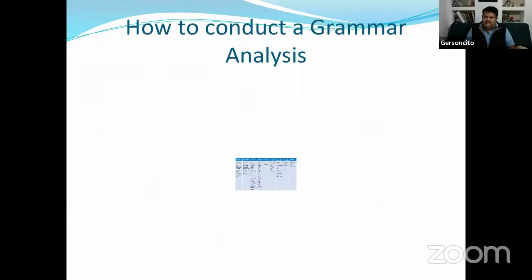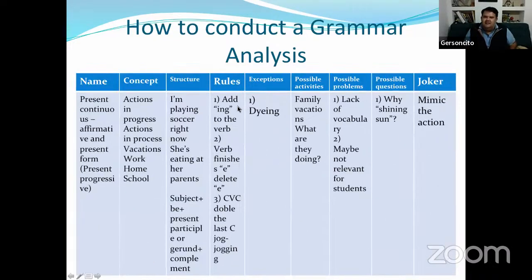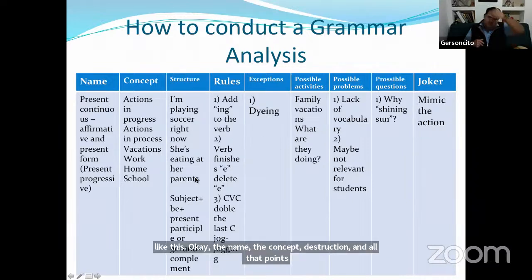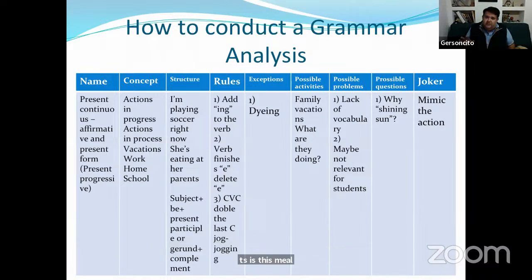So it's something like this, okay? The name, the concept, the structure, and all the points. Cada columna tiene una, o sea, lo que es, ¿no? Este es mío, pero es perfectible, como dije. Although I'm extremely sexy and almost perfect, it's also perfectible, right?